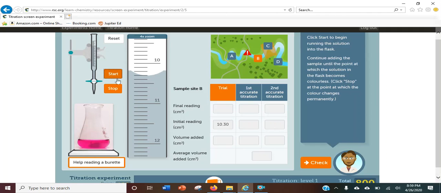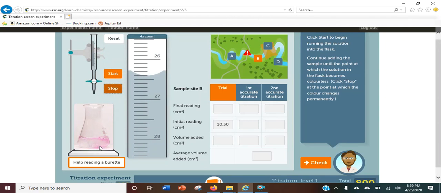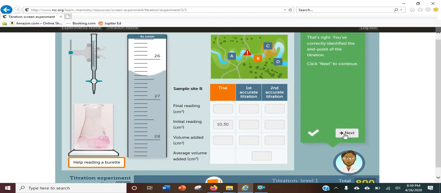So let's click Start. Our tap is open, and we're adding the acid into the flask now. Once the color changes, so most of it is colorless, then we can click Stop. Okay, so this is mostly done. It doesn't have to be perfect. So let's click Check. All right.